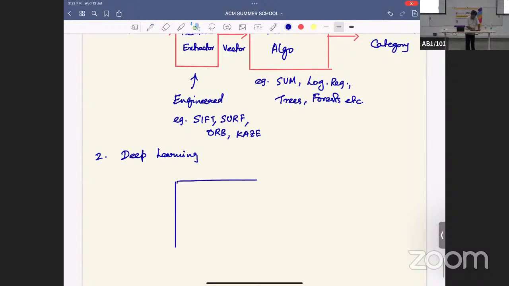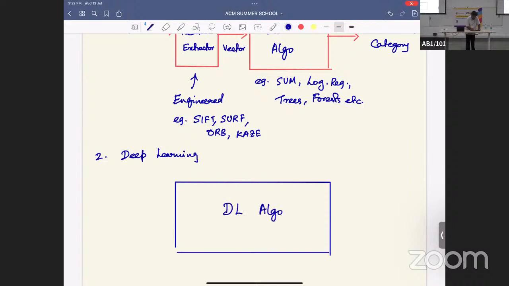So because you have this guy, deep learning algo, and you have a network, and this is an image, and finally you get the predicted category directly. That's the entire thing. So the image is the input and the predicted category is the output. So you don't extract the features separately. So how does it help?